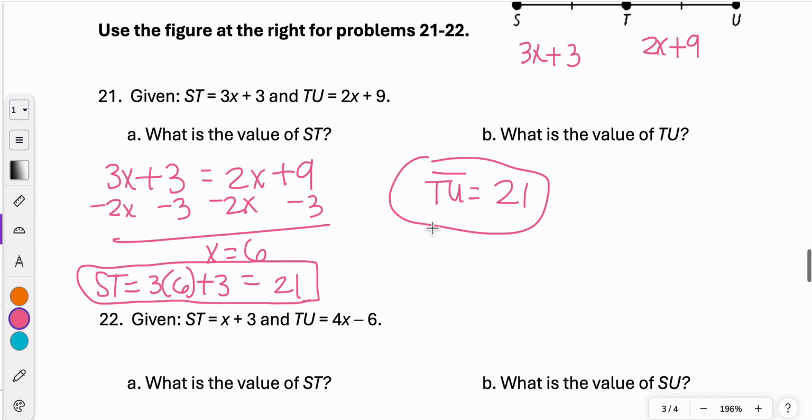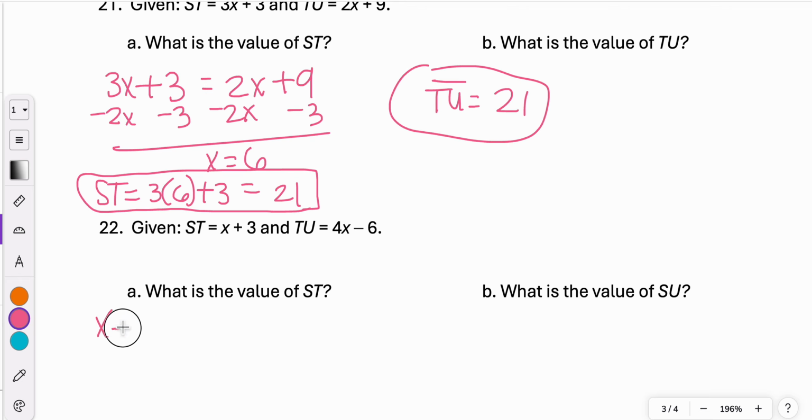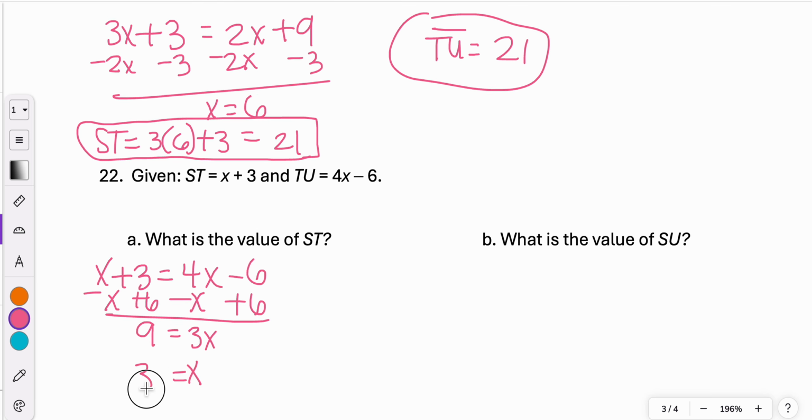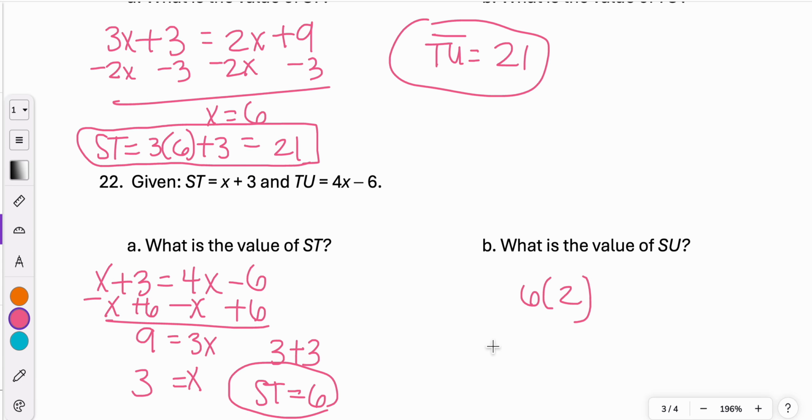22a, ST and TU again they are equal, so ST is equal to TU, so I'm going to say x plus 3 is equal to 4x minus 6. Again, doing some double elimination here. Yep, so 9 is equal to 3x. X is equal to 3, so I'm just plugging that in for ST. 3 plus 3, so ST is equal to 6. And then since ST is equal to 6, SU would just be 6 times 2. So 12 is equal to SU.